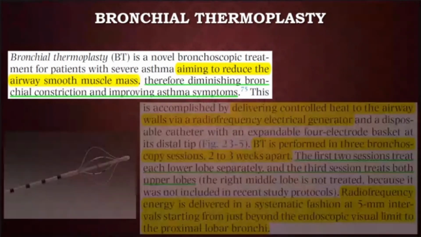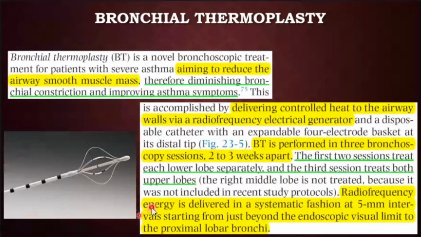So how do we do bronchial thermoplasty? We give a controlled heat. This is a thermoplasty catheter that is introduced bronchoscopically, and using this catheter, we deliver controlled heat into the airways via a radiofrequency electrical generator. Usually we perform 3 to 4 bronchoscopy sessions, 2 to 3 weeks apart. The first two sessions treat each lower lobe separately, so you go to the right and left lower lobe. The third session then uses the upper lobes. Radiofrequency energy is delivered in a systematic fashion at 5 mm intervals, starting from just beyond the endoscopic visual limit to the proximal lobar bronchi through this catheter.